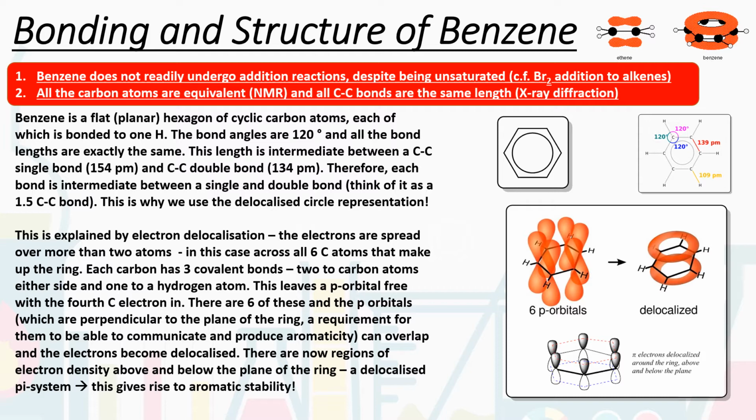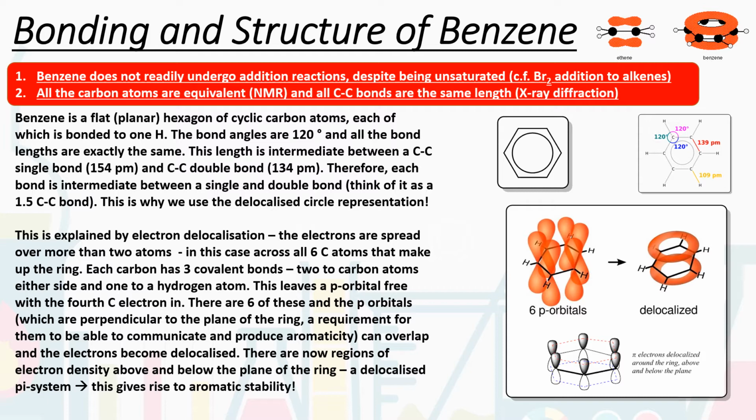Think of it as a kind of 1.5 type bond. This is why we use that delocalized circle representation. We don't represent it as a double bond and a single bond and a double bond in that localized structure, because that's not technically correct. There aren't some bonds that are shorter and some that are longer. Everything has this intermediate 1.5 carbon-carbon bond length. And so that's why we use that delocalized circle representation.